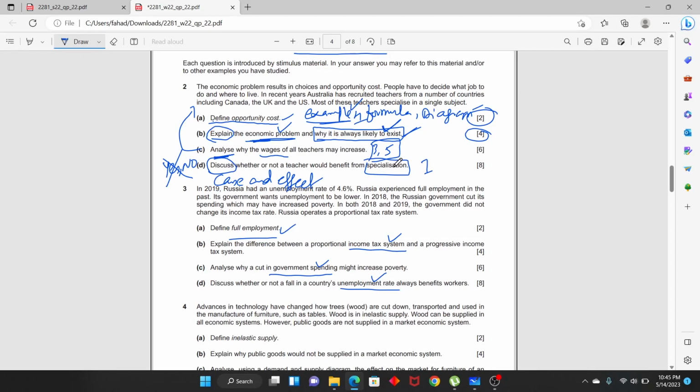Discuss whether or not a teacher would benefit from specialization. Teachers may benefit from specialization. That's it. This is a neutral statement. Now you start with the pros of this. Pros means you support this statement that yes, teachers might be affected. Maybe you give maximum 3 points in the favor, and then you go in the against of this. You give 3 points, altogether 6 points.